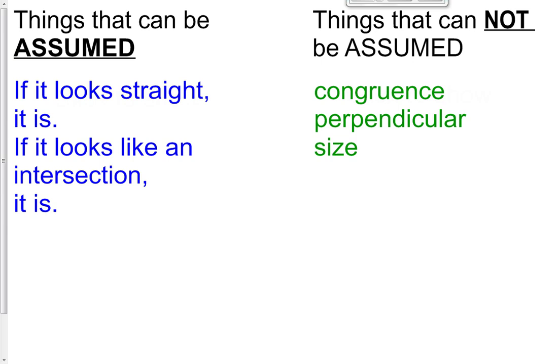Congruence. You cannot assume just by looking at a picture that two segments or two angles are congruent to each other. You have to have a measurement, or you have to know something about the picture. You cannot assume perpendicular. Again, an angle might look to be 90, but maybe it's 89, or maybe it's 91, or something like that. You cannot assume that they're perpendicular. The picture has to show you. And size is the third thing.